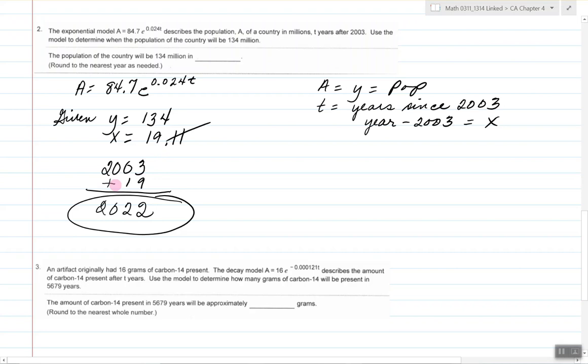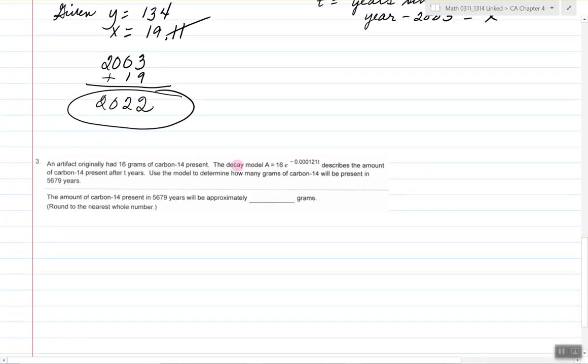It actually is a decay curve, and how can I tell that? Well, two things. It says it, and the exponent is negative, which would mean you're going to have a 1 over. So this model is A equals 16 e to the negative 0.000121 t, where, let's see, after t years, they do not ever mention anything about after a certain year. So I will use Y, which will be the amount of carbon. I'm sorry, I did not read out loud.